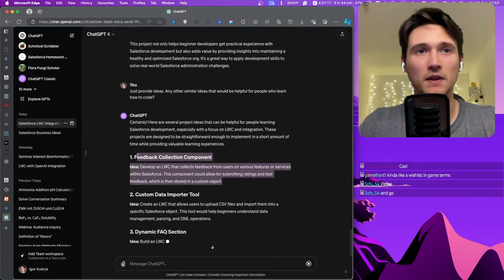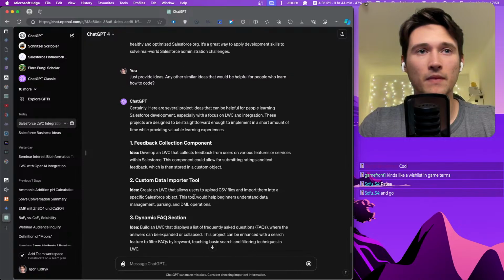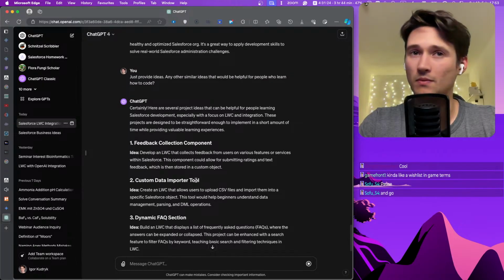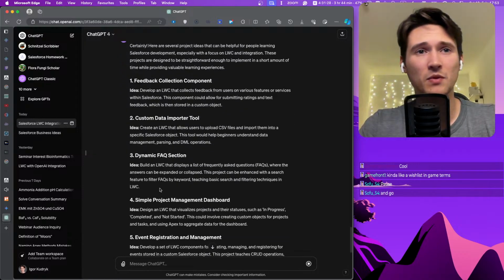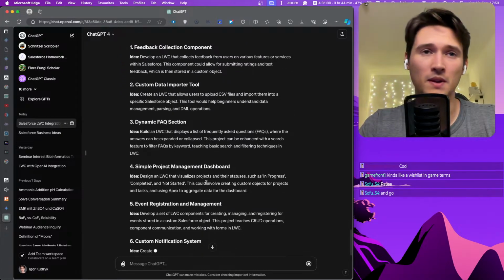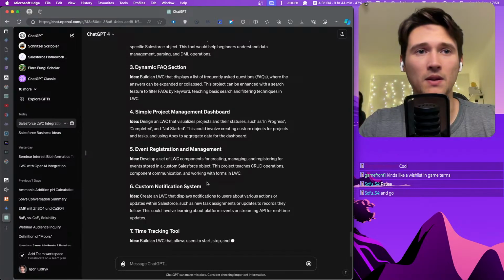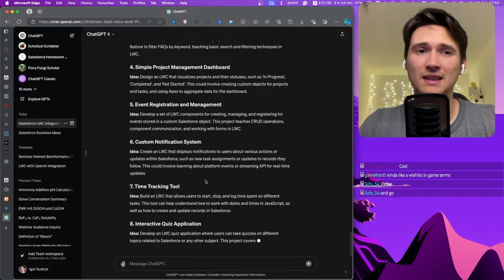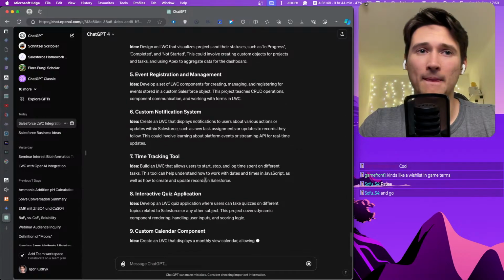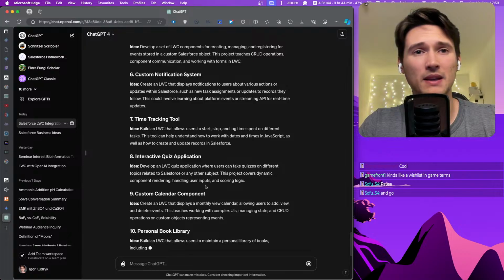Oh, look at this. Feedback collection component. That's nice. Custom data import tool. This is so awful. I wouldn't want to implement this thing. Simple project management dashboard. Nope. Event registration. Definitely no. Custom notification system. Definitely no as well. Time tracking tool. Custom calendar. Why would you? Personal book library. Ew.